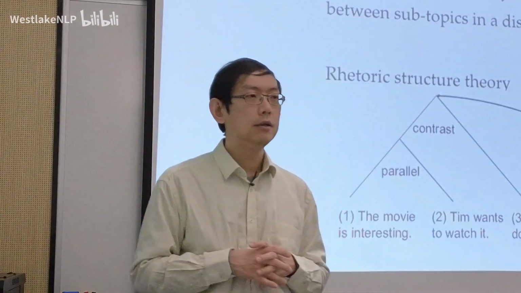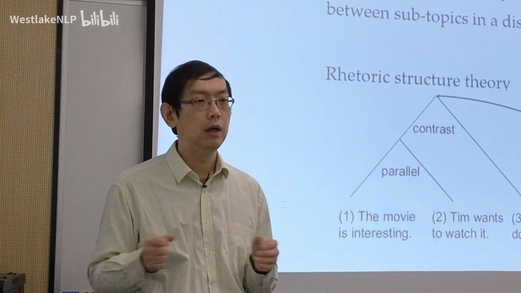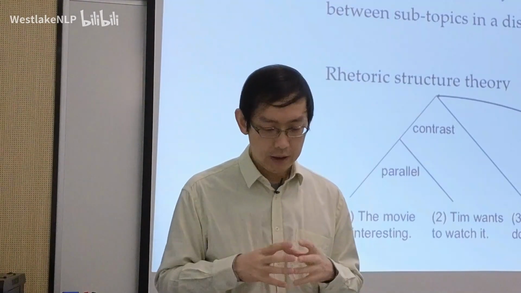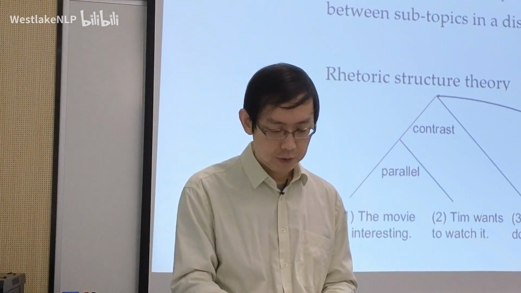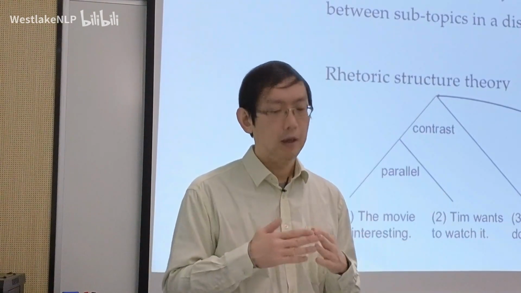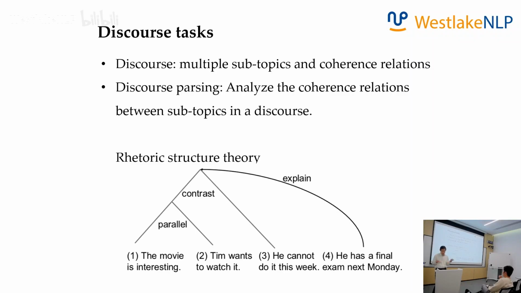So this is a passage. From the passage, you can segment out a lot of elementary discourse units. We call it EDU, elementary discourse unit. And I can draw correlations between these units. For example, the first two EDUs, the movie is interesting and Tim wants to watch it, could be parallel, right? And then the next unit and the previous two form a contrast. He wants to watch it, but he could not watch it. And the next one forms an explanation. He can't watch it because of something. So discourse analysis in RST, rhetorical structure theory, uses an algorithm to predict these kinds of tasks.